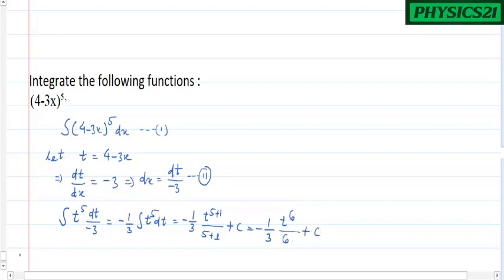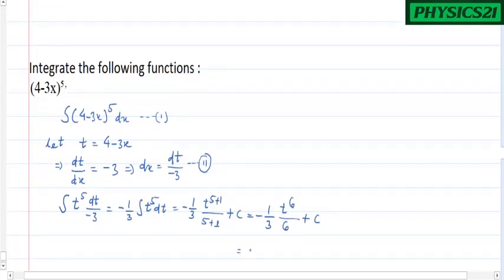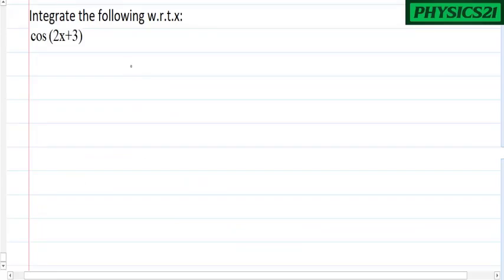Now we will return the value of t. So we get minus 1 by 3 multiplied by 1 by 6, bracket, in place of t, 4 minus 3x will be written. So (4 minus 3x) whole raised to the 6 plus c. Now further simplify, so it is minus 1 by 18 (4 minus 3x) whole raised to 6 plus c. That is the integral coefficient of the given function by the substitution method. Now, another problem of the integration by substitution.